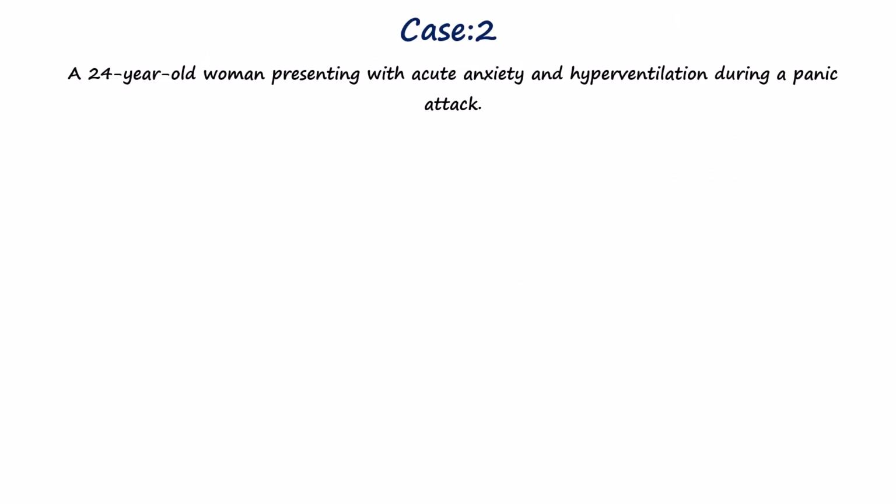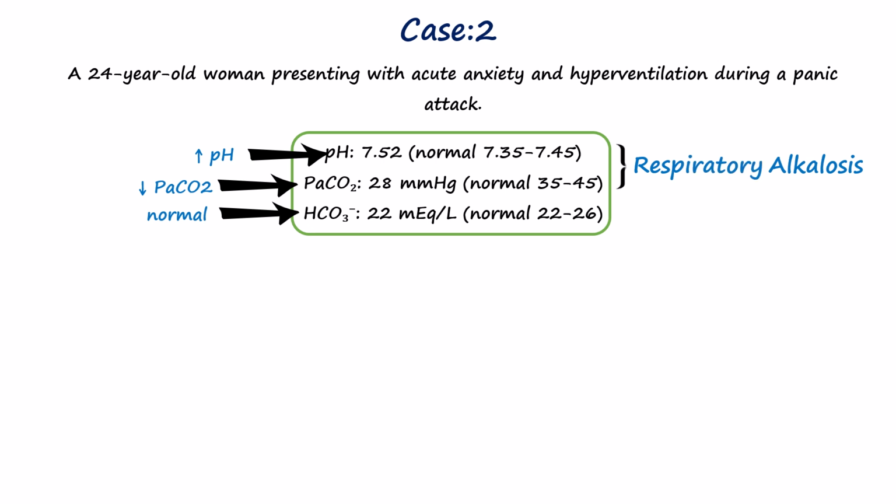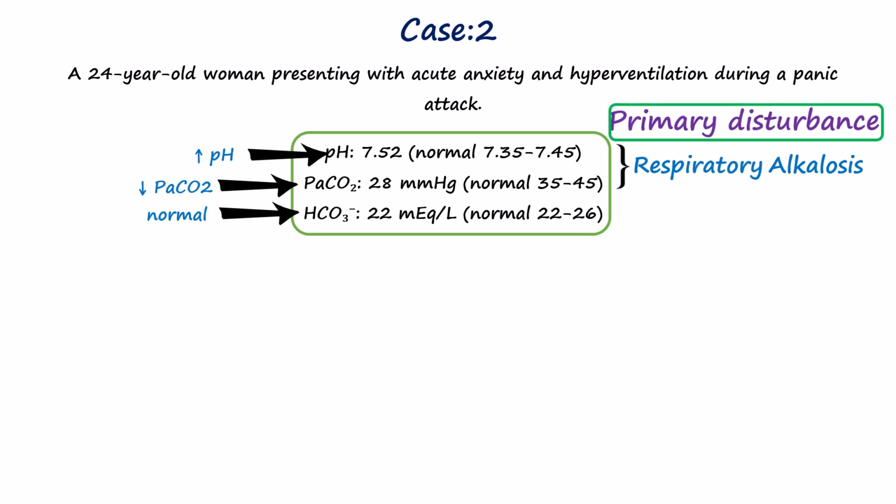In case 2, we have a 24-year-old woman presenting with acute anxiety and hyperventilation during a panic attack. These are her ABG values. Looking at the report, the pH is high, meaning it is alkalosis, and PaCO2 is low and in the direction opposite to pH, indicating respiratory alkalosis due to hyperventilation.